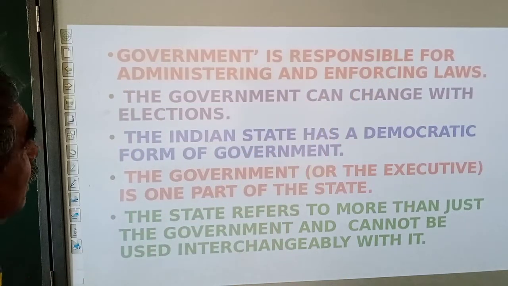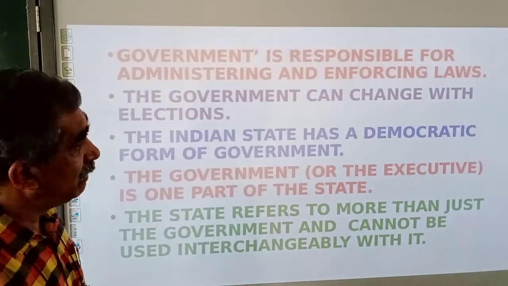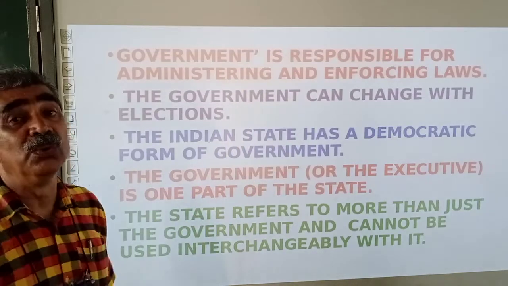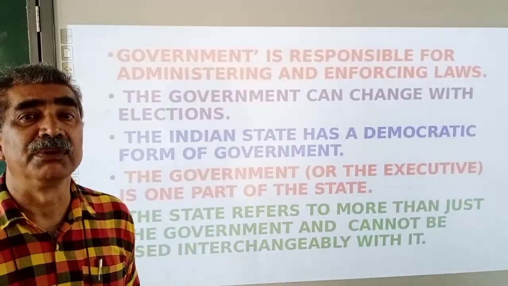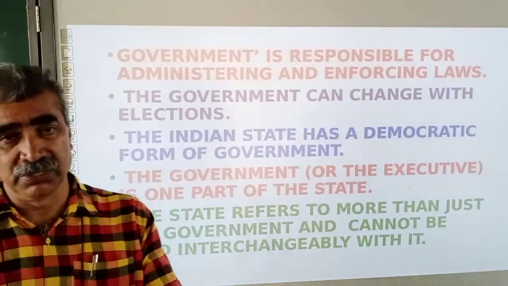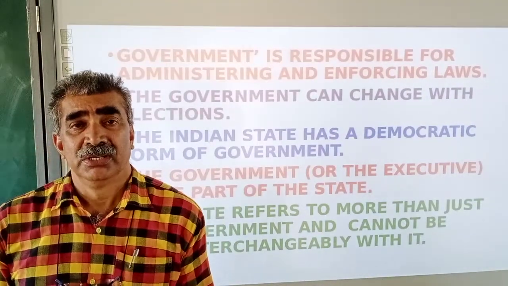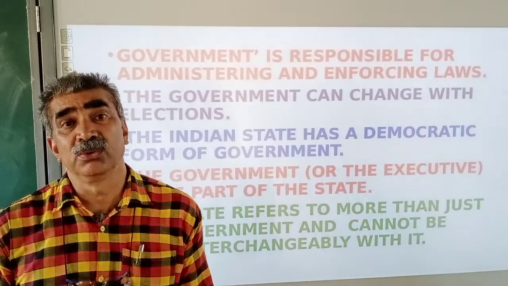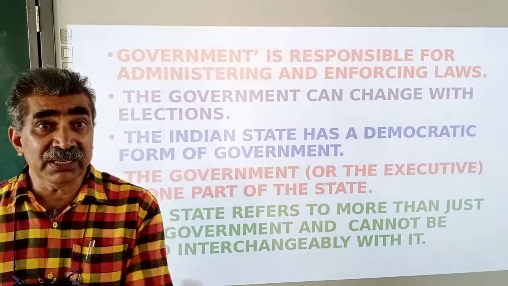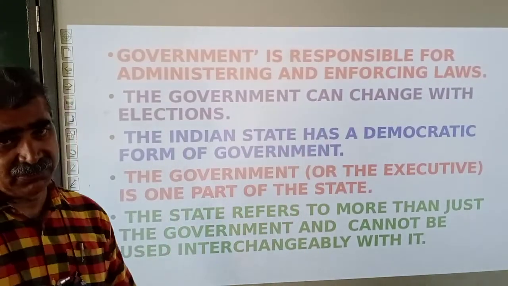Government is responsible for administering and enforcing the laws. In the state, the government has this duty. The government can change with the elections. The present government, whether state government or central government, can change after the next election. The people can say to the ruling party, we don't want you, and another party can come to power. So the government can change through elections in any system.